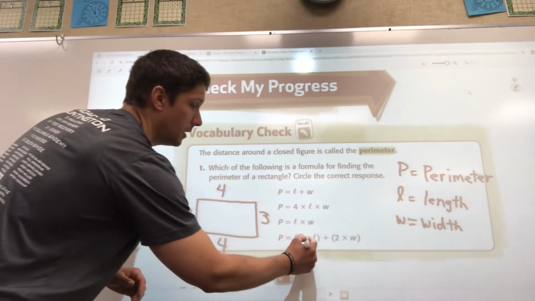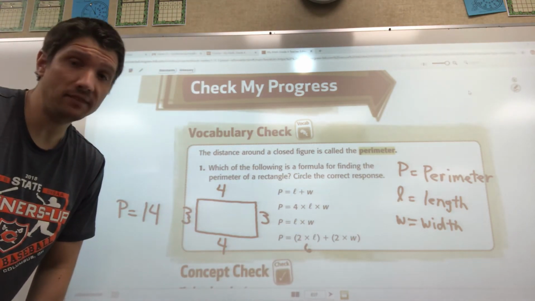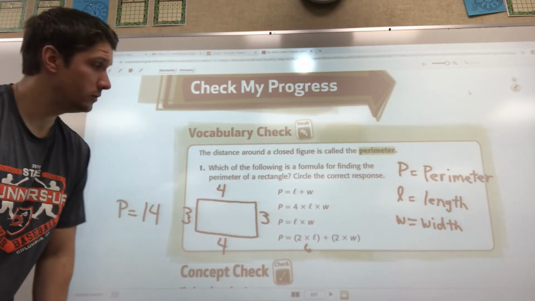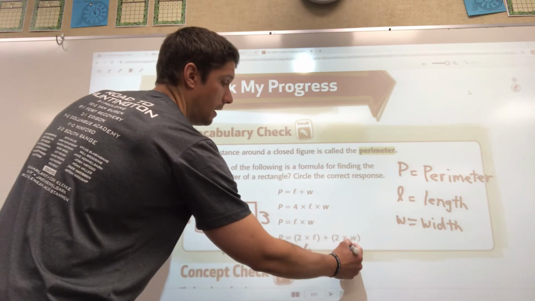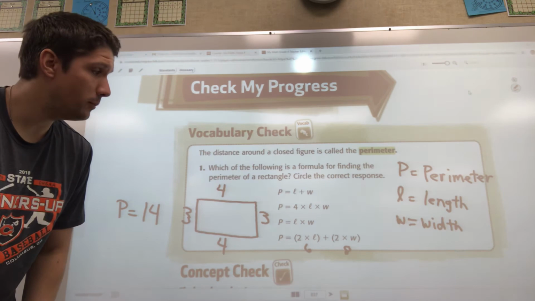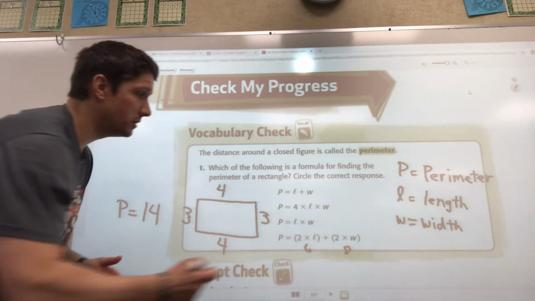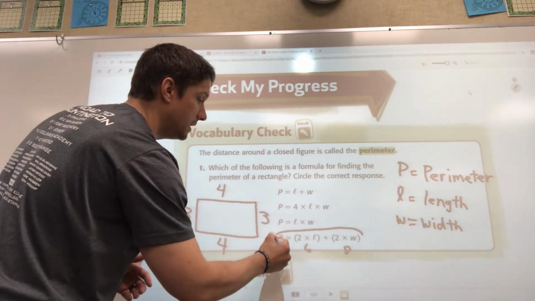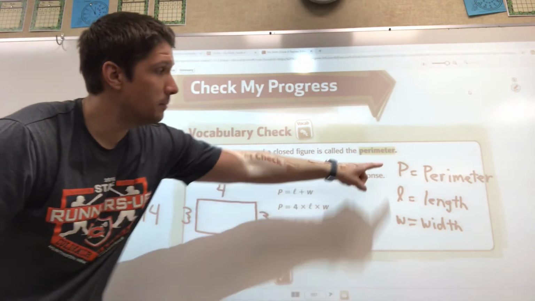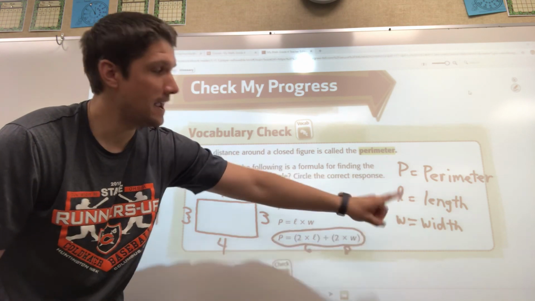Okay, I'm going to write that in there. And then we would add that to 2 times the width. In this case, our width is 4. 2 times 4 would give us 8. Now, if we add those up, we would end up with 14, which is our perimeter. So the correct equation would actually be that very last one, okay? So hopefully that makes sense to you guys. P equals perimeter, that cursive L stands for length, and the W stands for width.